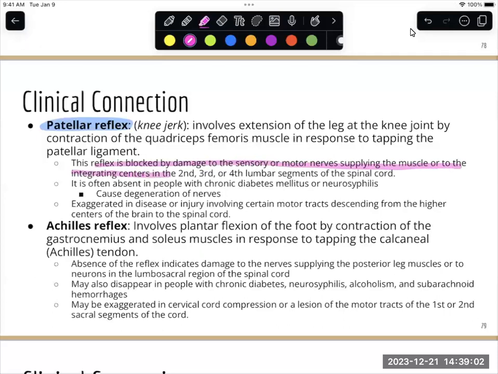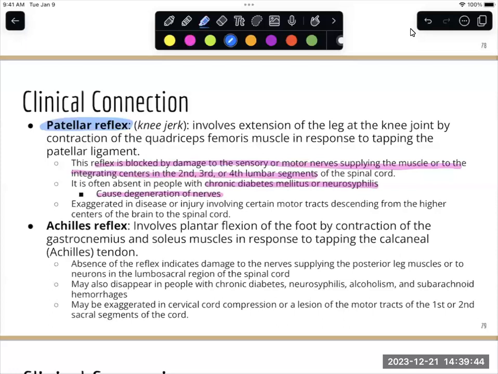Those integrating centers, that second, third, and fourth lumbar segment. People with chronic diabetes or neurosyphilis may have completely absent reflexes. You hit that patellar tendon and nothing happens. That is because people with chronic, uncontrolled diabetes, these are people who do not control their blood sugar, their nerves start to degenerate, so they don't work right. Neurosyphilis, same thing. It's that sexually transmitted infection, syphilis, that gets into your nervous system.